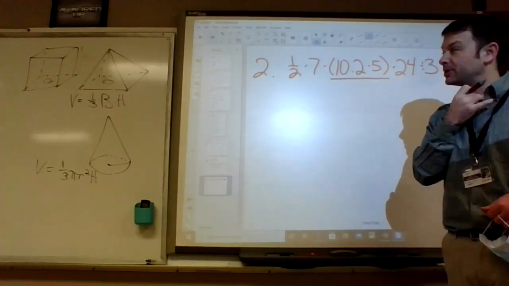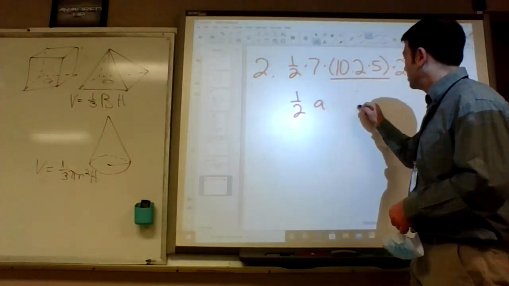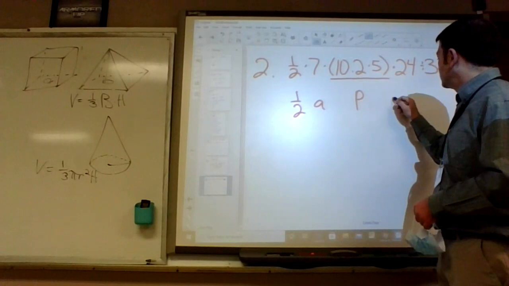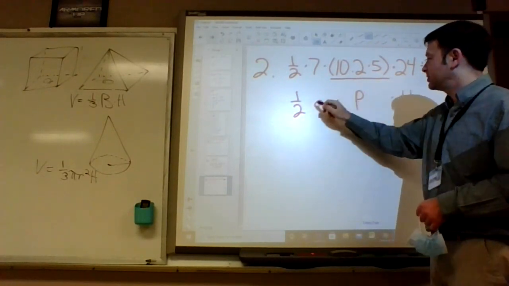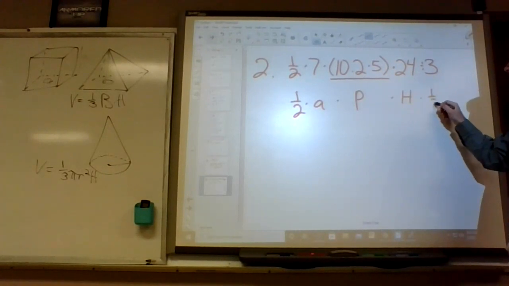So that is what number 2 would look like. 1/2 apothem perimeter times height times 1/3.